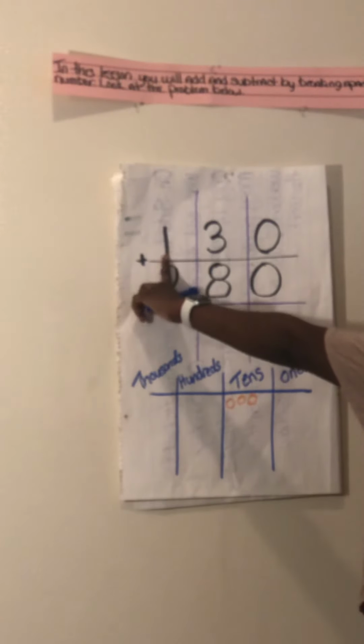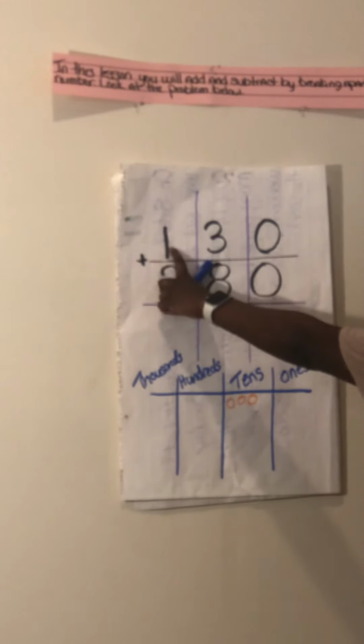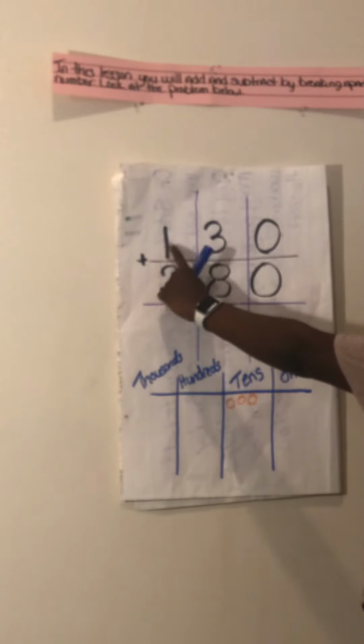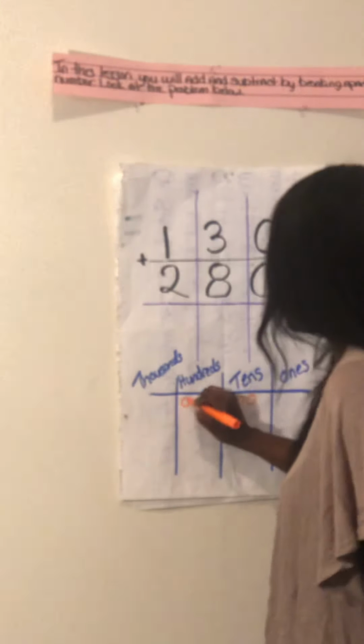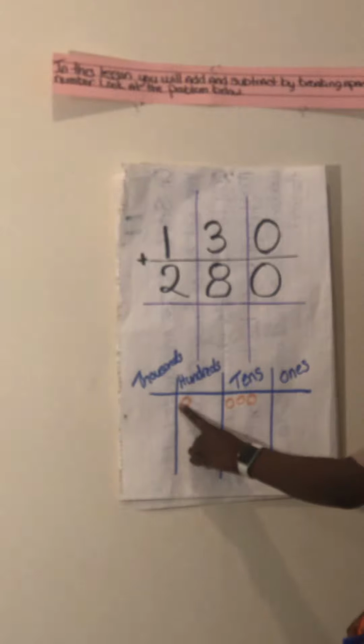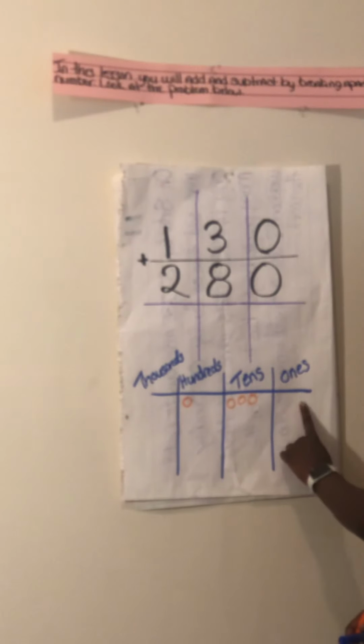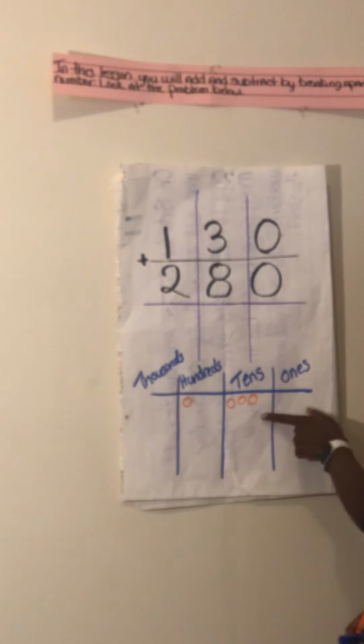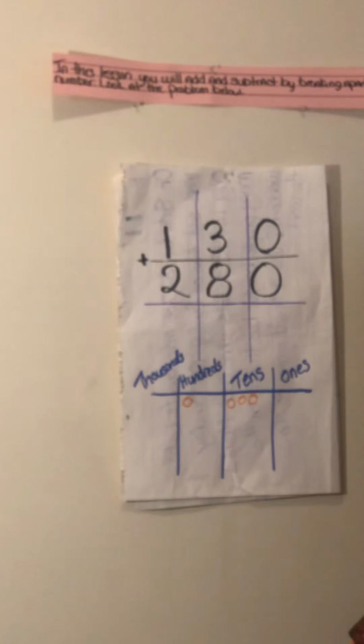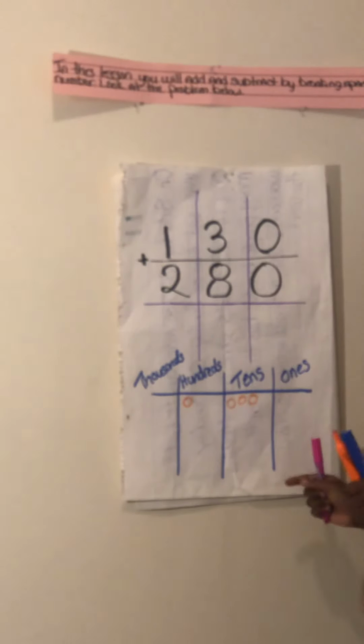Next up, I'm going to draw my 100 unit. In our first number, we only have 100. So I'm going to draw 1 circle. In our chart right now, we have 100, 3 tens, and 0 ones, or 130. Now we're going to add our second number. Our second number has 0 ones too, so we will leave that blank. But it also has 8 tens, or 80.